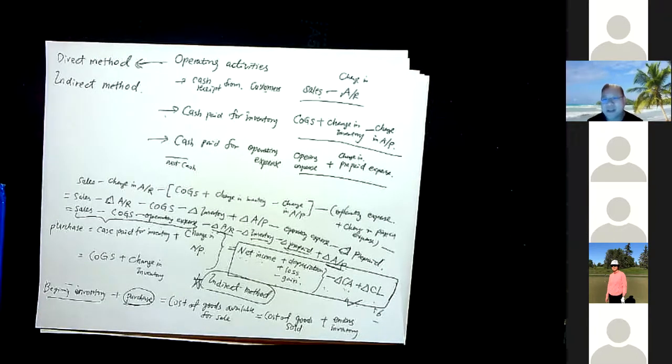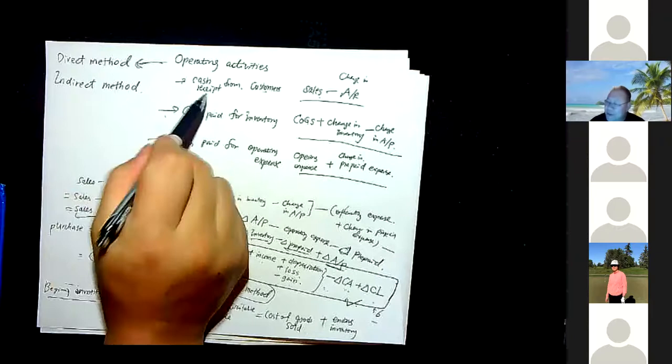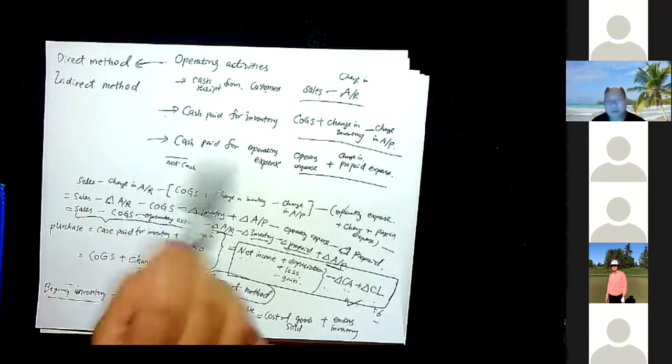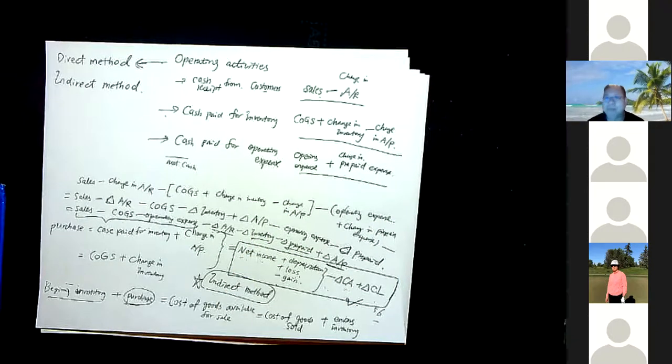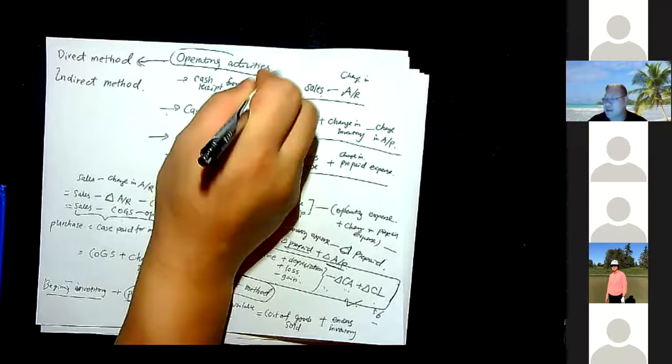When I was a student, I was just told to do things a certain way. Oh yeah, this is just the way to do it. If you do cash from customers, cash paid for inventory, cash paid for operating expenses, if you follow this, you will get exactly the same number. But my question is why? And today I have shown you why. I hope you have the confidence that both methods work. You're going to get the same number for the operating activities.